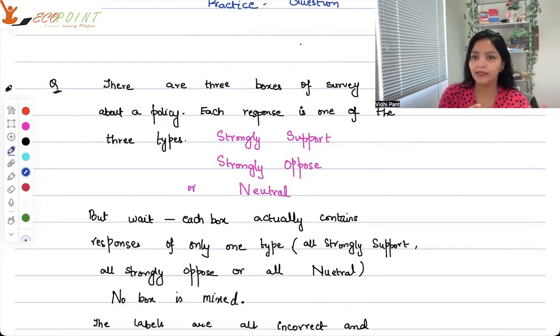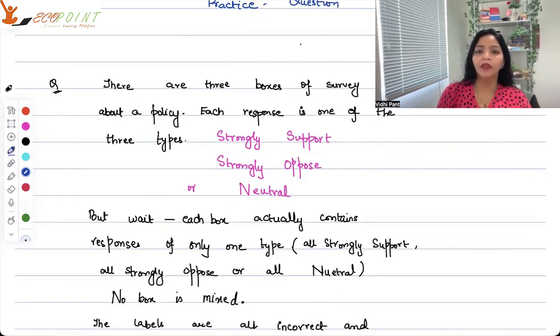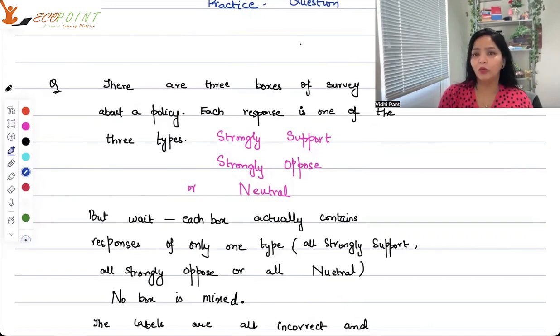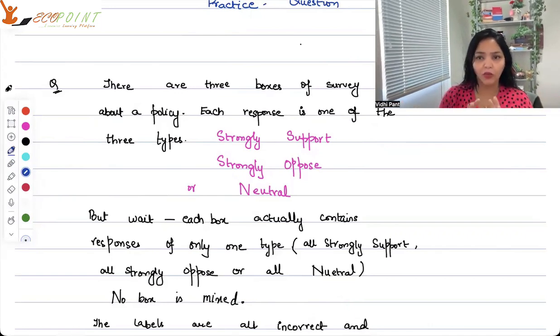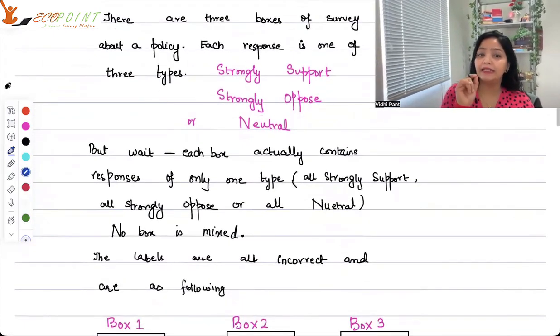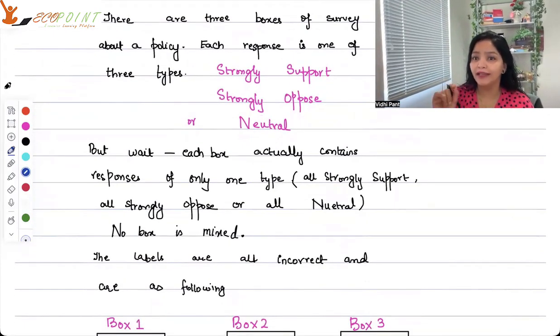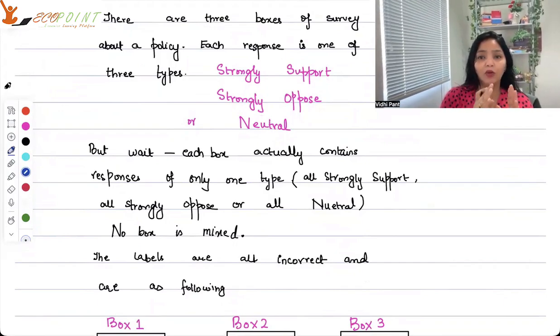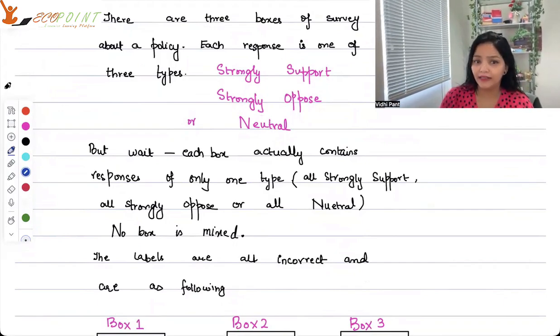So there are three boxes. Each box has only one type of response. Either it'll be all strongly support or all strongly oppose or all neutral. No box is mixed. No box has mixed responses. But the labels are all incorrect. There are three boxes, so three labels. All three labels are incorrect.